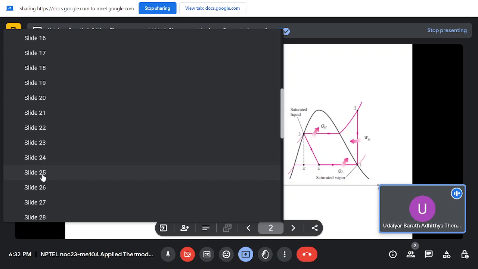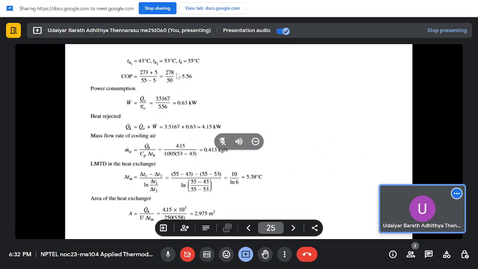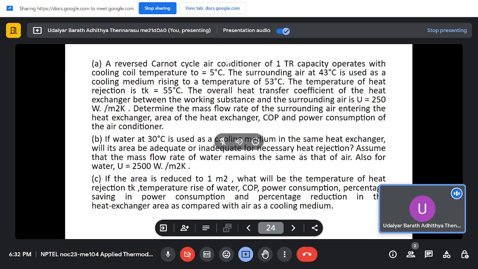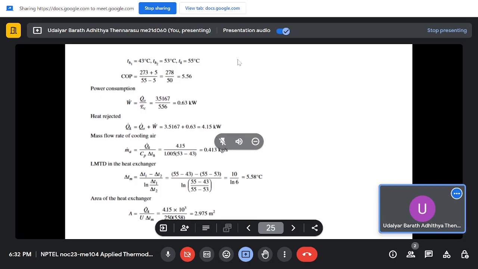And your evaporator temperature is at 5 degrees Celsius. So if you run a Carnot cycle between these temperatures, that is 55 and 5 degrees Celsius, you will have a COP of 5.56. So that was the asked COP. We have found out the COP. COP will be 5.56. This is the ideal COP, the maximum COP which you can get.